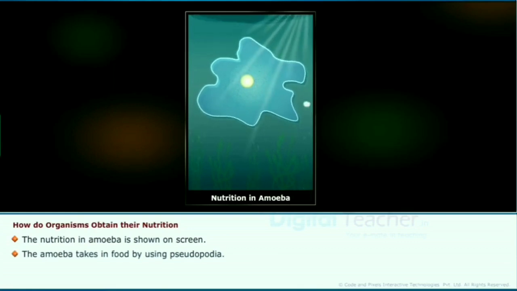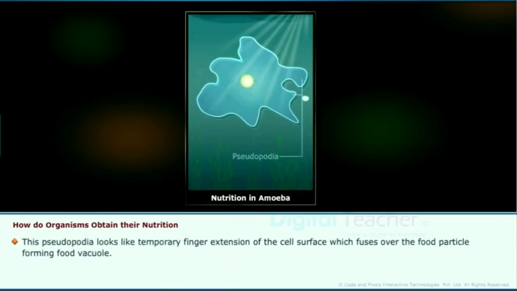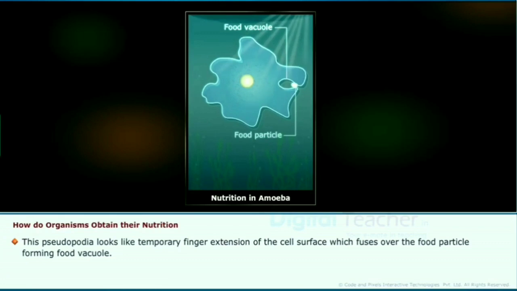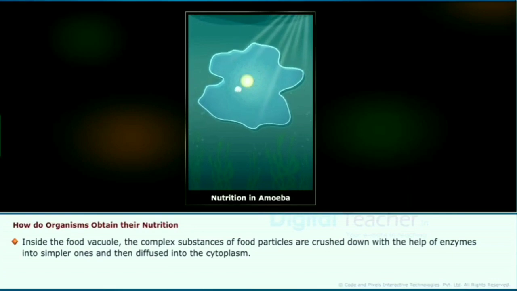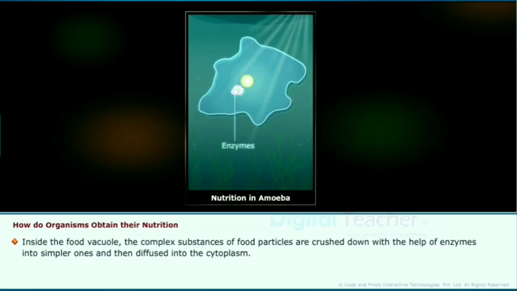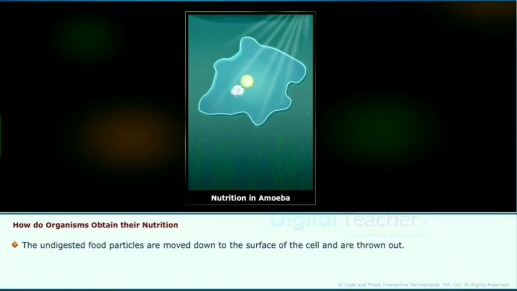The amoeba takes in food by using pseudopodia as shown in the image. These pseudopodia look like temporary finger-like extensions of the cell surface which fuse over the food particle, forming a food vacuole. Inside the food vacuole, the complex substances of food particles are broken down with the help of enzymes into simpler ones and then diffuse into the cytoplasm. The undigested food particles are moved to the surface of the cell and are thrown out.